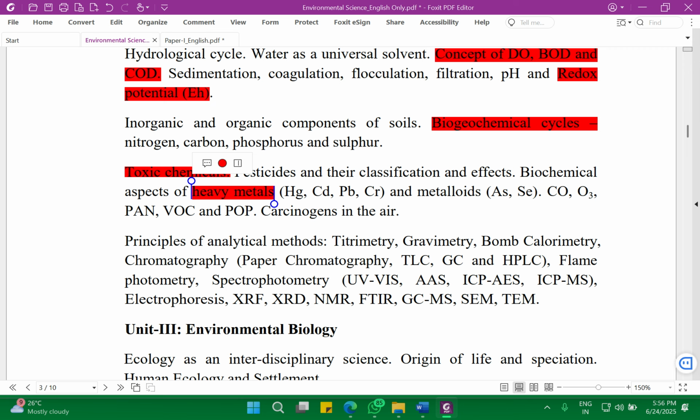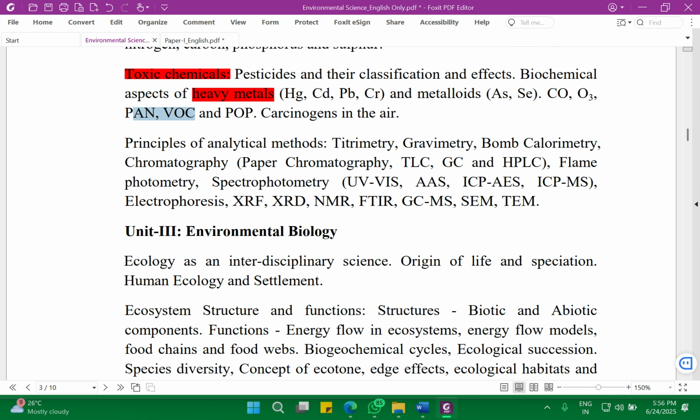Then you may have some questions related to silicosis. Silicosis is a disease caused by inhaling silica. So those kind of questions they may ask. And they may ask the abbreviations of POP, PAN and VOC. Mostly this POP or new generation pollutants. They may ask some questions related to POP, VOC, and especially microplastics and nanoplastics.